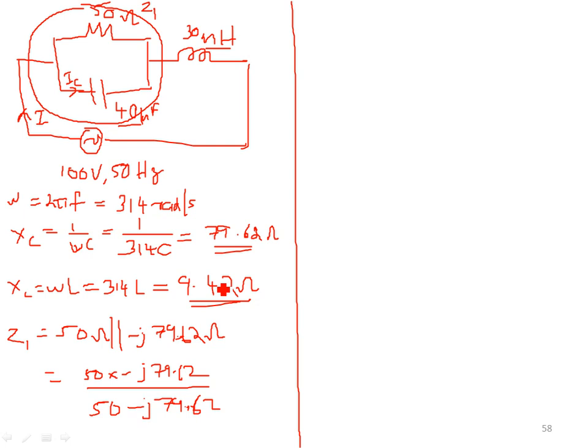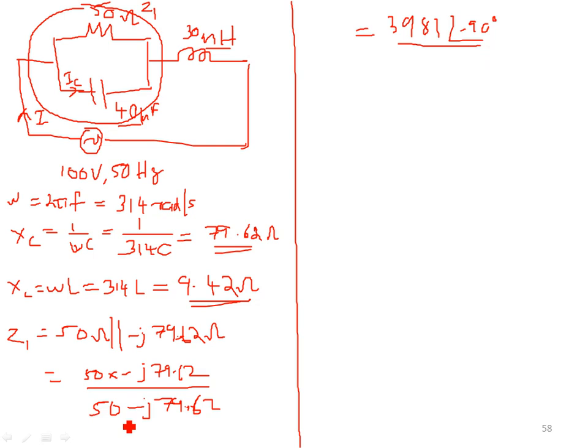Now, how will you perform the calculation of Z1? It is 50 into minus j 79.62, and if you are doing the calculations, you will get it like this. First of all, I will convert it into polar form. In the top one, that is 50 into 79.62, it comes to 3981. So on the top we have 3981 at an angle minus 90 degree, divided by the next one, R minus jXc.